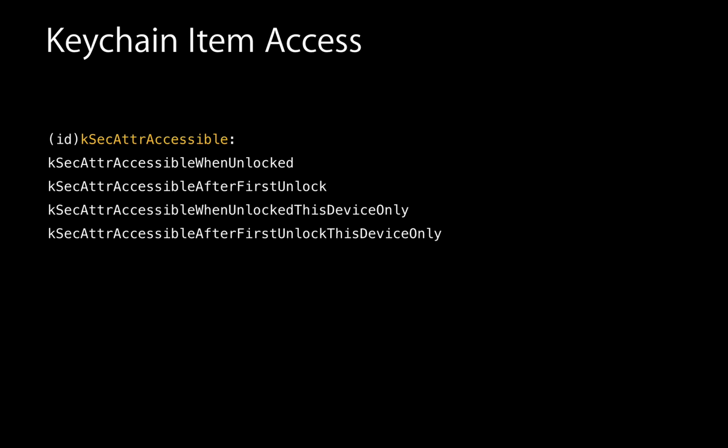Now, we also provide a stricter variant of these two data protection classes, which are this device only. When these keychain items go into an encrypted backup, they will only come back when you restore that encrypted backup to the same device, and will not successfully restore to a new device.